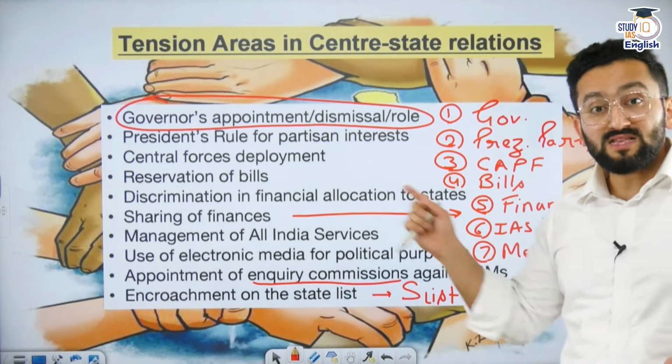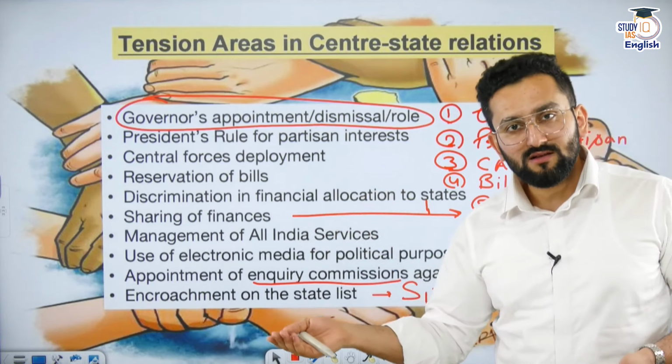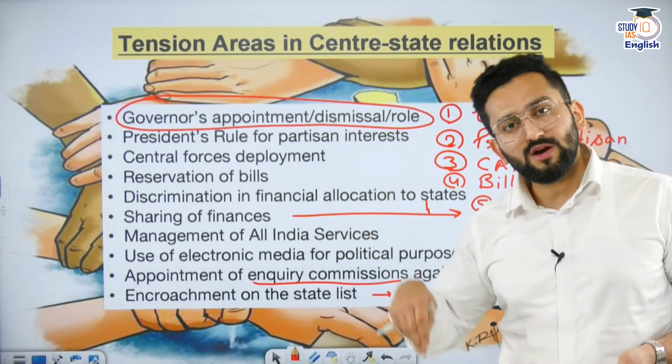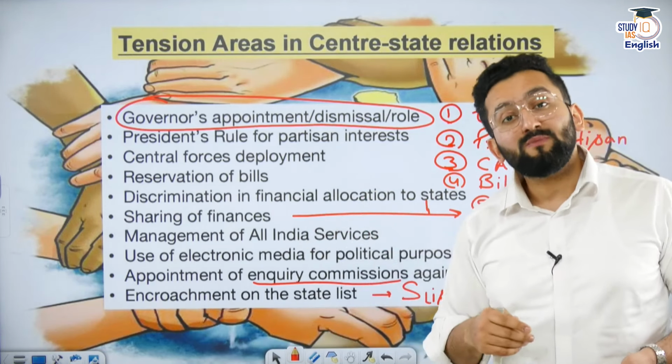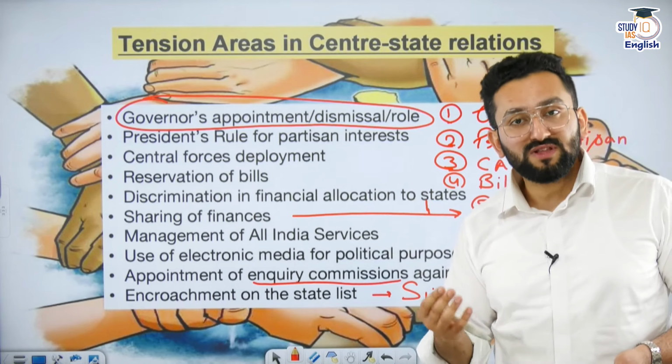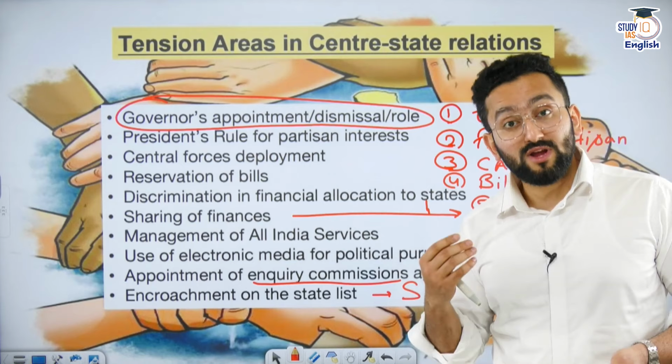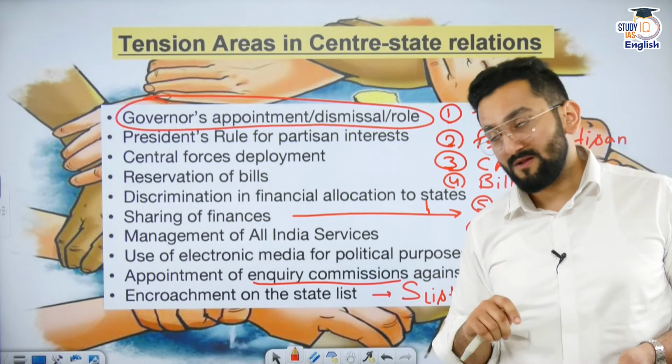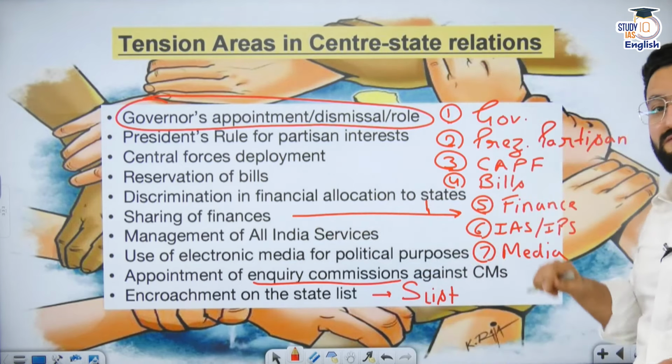Another is the bill. As I told you, the state legislature presented a bill to the governor. The governor has sent this bill to the honorable president. The President has a lot of powers with respect to giving assent to this bill or stalling this bill. Discrimination in financial allocation.